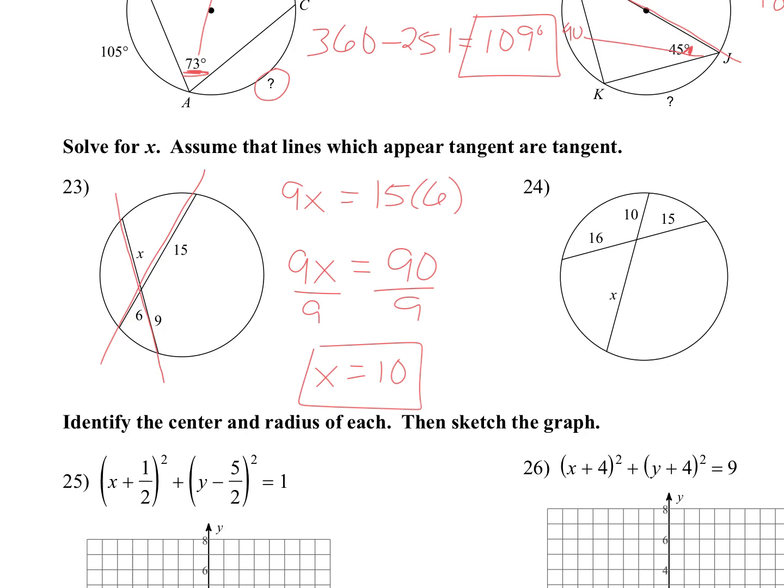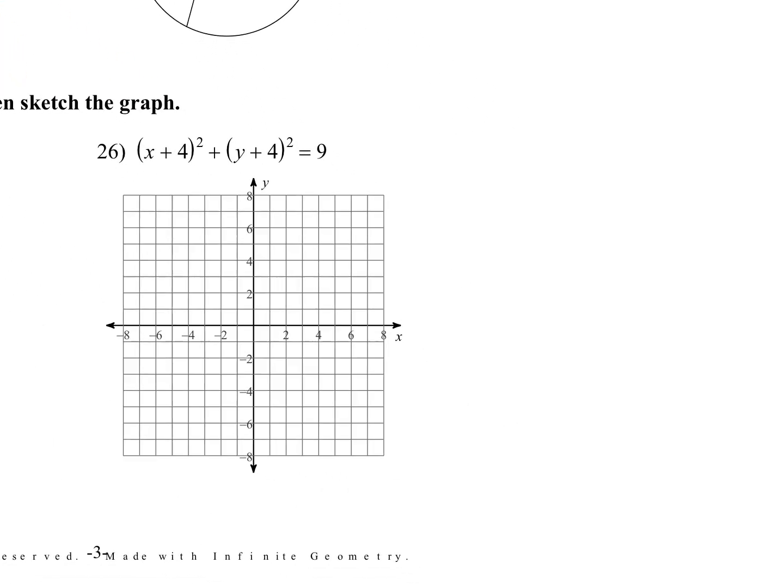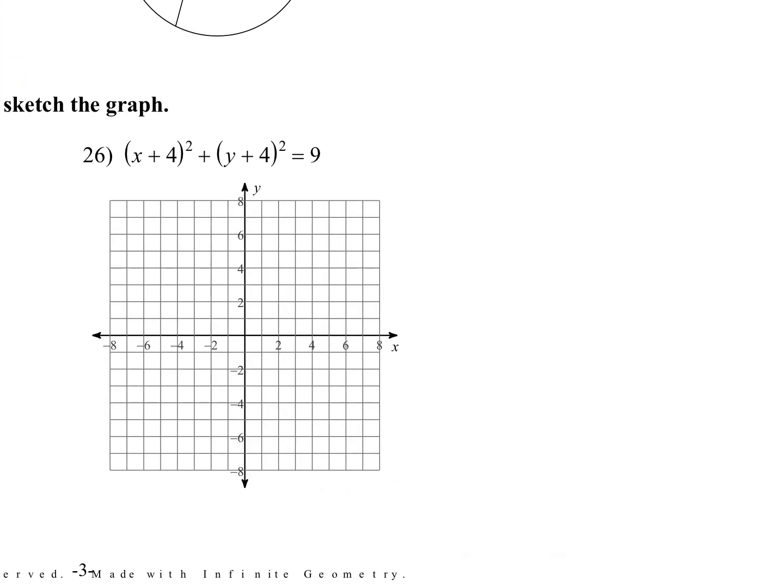Okay. Next topic, let's talk about how to graph circles. I'm going to look at 26. Okay, what are the two most important parts of a circle to graph? The center and the radius. Okay, how do I find the center from an equation? X plus h, from these numbers, right? Do we keep them the same? No, they have to flip. So what's their opposite? Minus 4.